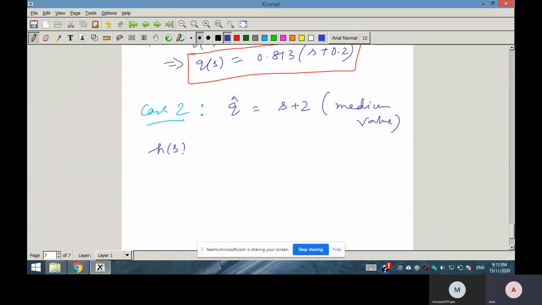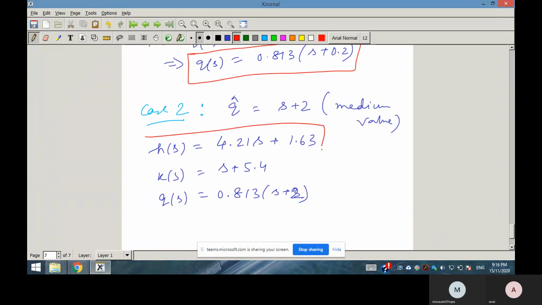You can calculate that HS will come out to be, just I am writing here, but you please check it. HS plus 1.63, and then KS will be S plus 5.4, and your QS will be 0.813 into S plus 2. So this is for case 2.